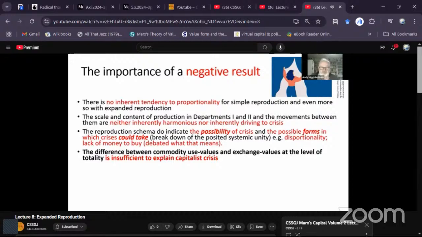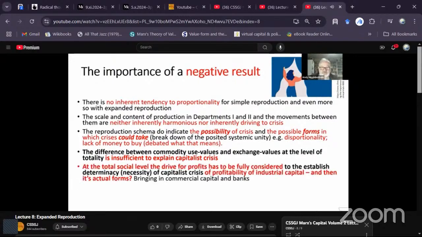It's insufficient to explain capitalist crisis, and what Marx has done in these departments of production has taken use value and exchange value to its ultimate in terms of the totality of the system, but it's not yet enough to explain why capitalism goes into crisis. So that's why we need volume 3, because the driver is the capital relation in terms of its drive for accumulation, its drive for profitability. And what Marx does in volume 3 is he explains that necessarily the drive for profitability of industrial capital drives the system into a crisis of profitability.